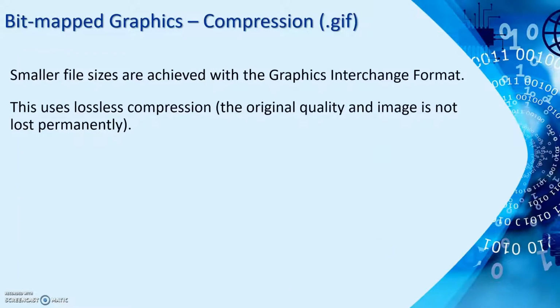Now let's look at the compression for a GIF. Now you can get smaller file sizes if you use the graphics interchange format. And this uses lossless compression. Lossless, so we've not lost anything. The original quality in the image isn't lost permanently. You compress it so you can upload the image, but the quality in the original image will be what you will see. And this uses an 8-bit colour depth, 2 to the power of 8, 256 different colours.